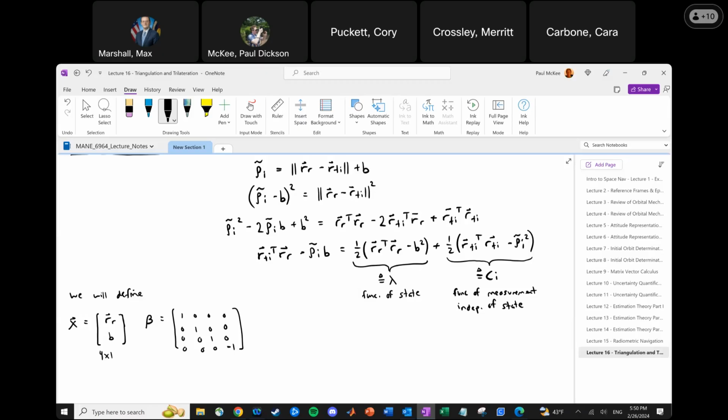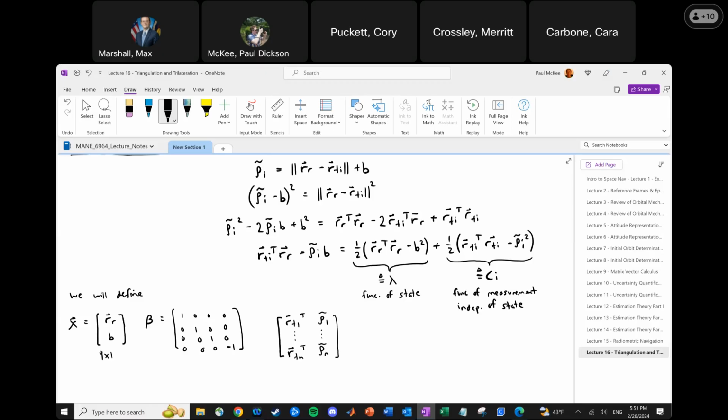What this allows us to do, and this is going to be the biggest single jump in the entire Bancroft method, is to say this. R sub T1 transpose rho 1, all the way down to R sub Tn transpose rho n.